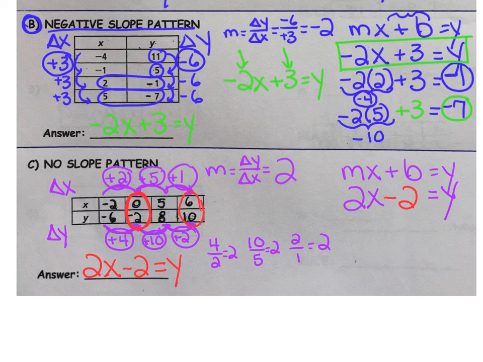Let's check this pair. We could have selected any pair, but 2 times an x of 6, well, this gives us 12. Take away 2. 12 take away 2 is indeed a y of 10. It checks out. Now complete page 11.